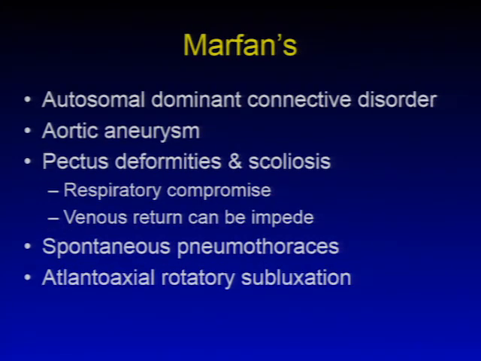Marfan's is an autosomal dominant connective tissue disorder. There is a high incidence of aortic aneurysms. Usually there is pectus deformity and scoliosis, resulting in respiratory compromise. Venous return can be impeded, and there can be the presence of spontaneous pneumothoraces. There is also the concern of atlantoaxial rotatory subluxation.